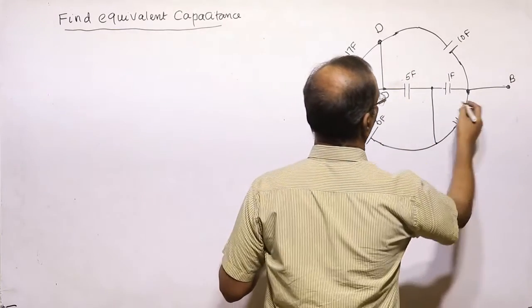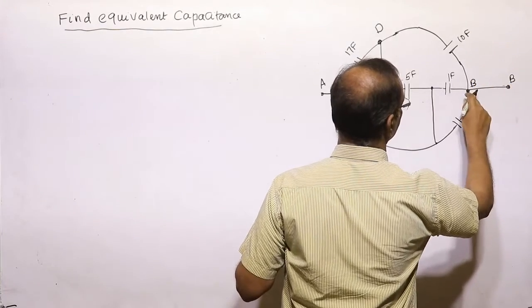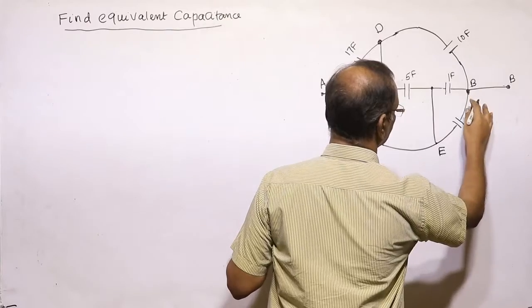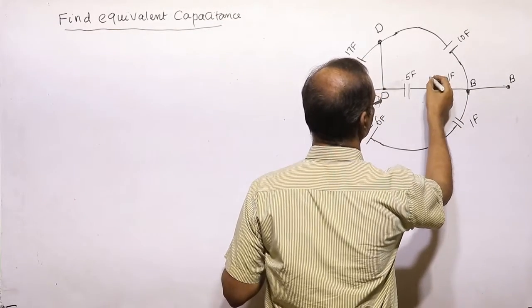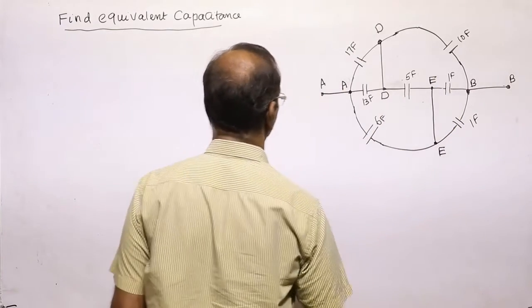Now again, we keep this point as B, because this is connected by a wire. From here to here there is a capacitor in between, so this is E, and this is connected by a wire, so this point and this point will be at the same potential.